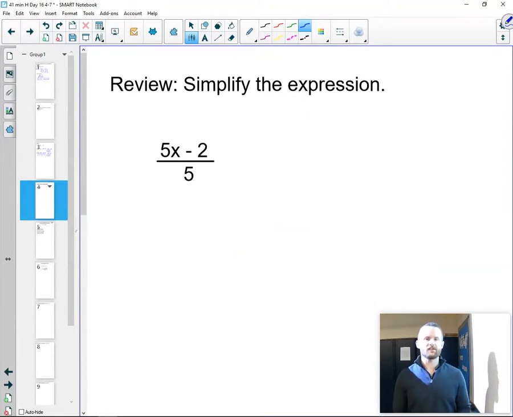So we've got to simplify this expression: (5x minus 2) divided by 5. I want you to pause the video right here and give this problem a shot. We're going over it in 3, 2, 1, let's go.